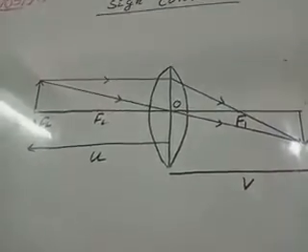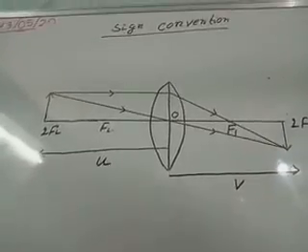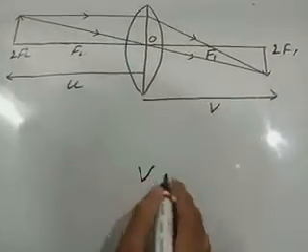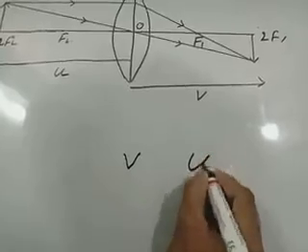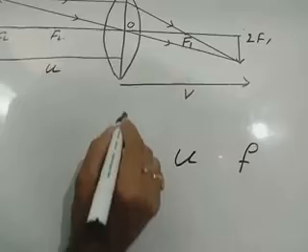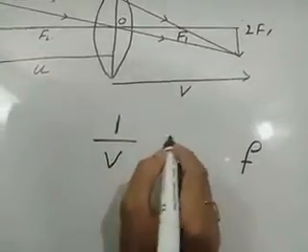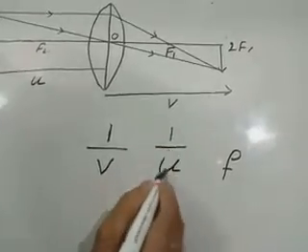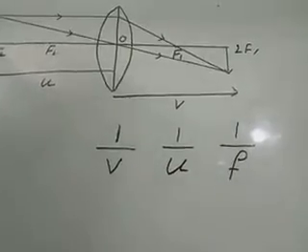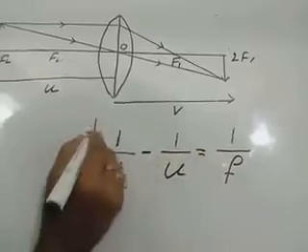Now the next topic will explain the lens formula, the spherical lens formula. Already you know what V is, image distance, what U is, object distance, what F is, focal length. 1 by V means the reciprocal of the image distance. 1 by U means the reciprocal of the object distance, and 1 by F means the reciprocal of the focal length. If one minus sign is put here, then this will be the lens formula.